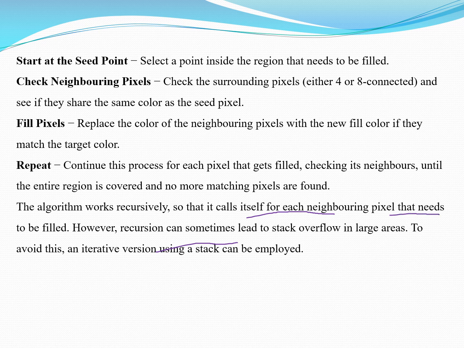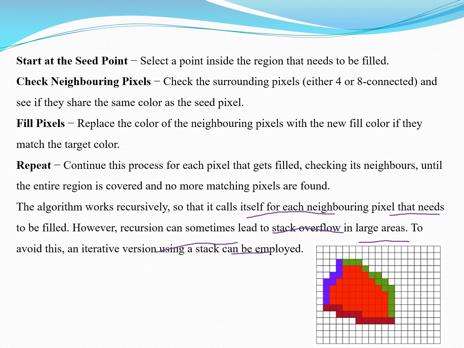Recursion sometimes leads to a stack overflow. This is a drawback in a large area. If the polygon is a big size, then the stack may overflow. To avoid this, the iterative version using a stack can be employed. So this is the final result of the flood fill algorithm. Now this is the pseudocode for the flood fill algorithm.